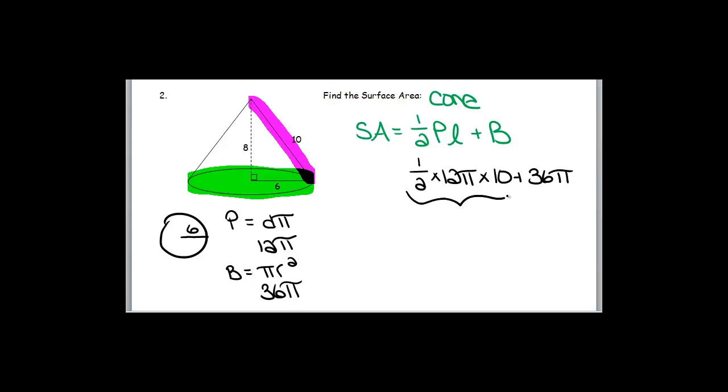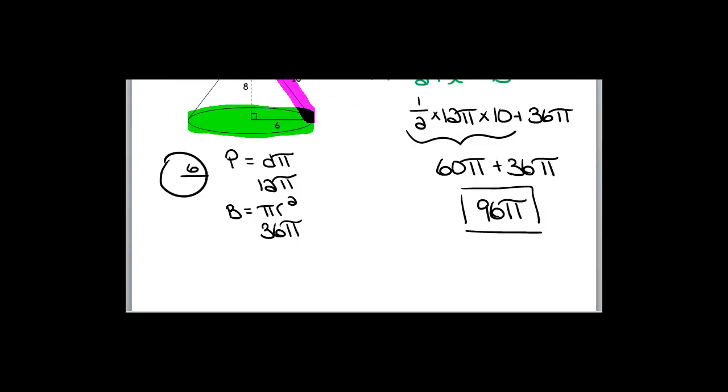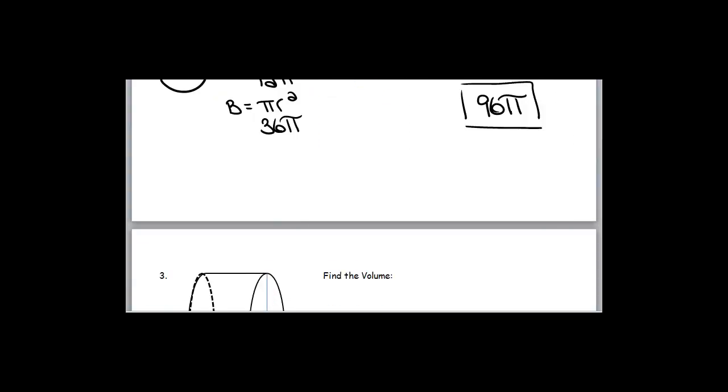Let's go ahead and do that calculation. Half of 12 is 6. 6 times 10, so we have 60 pi plus 36 pi for a grand total of 96 pi. So again, P is our circumference, B is our area. Let's go ahead and take a look at the third picture.